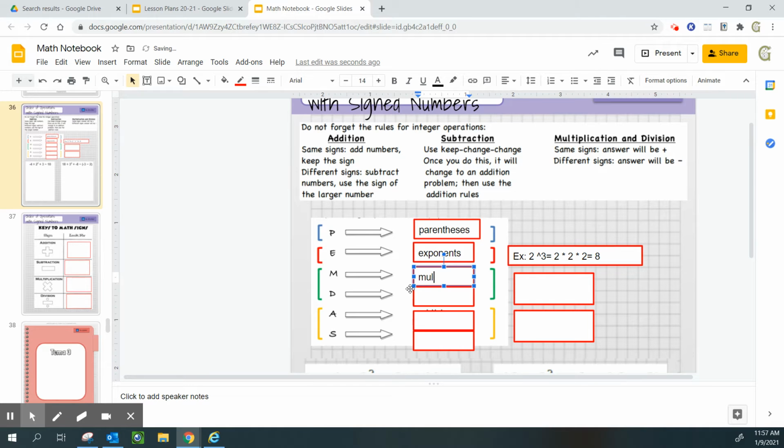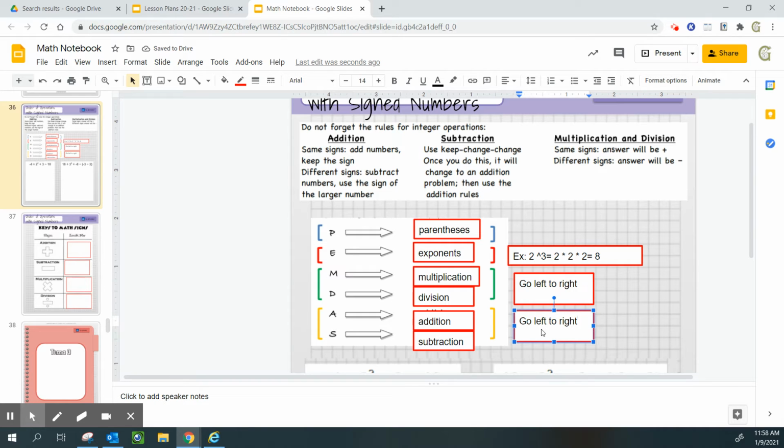Then the M is for multiplication. The D is for division. And when we do multiplication and division, see how they both are kind of together in green in this picture? That's because it's not that multiplication comes before division. It's whichever one comes first. So we go left to right. So you could do divide and then multiply and then divide, or you could do multiply and then divide, however you see it from left to right. And then the A and the S are similar also. Notice they both are in yellow there. A is for addition, and S is for subtraction. And again, you go left to right.